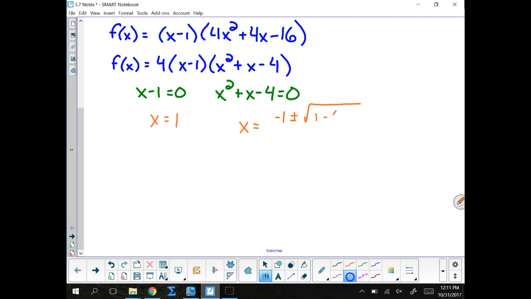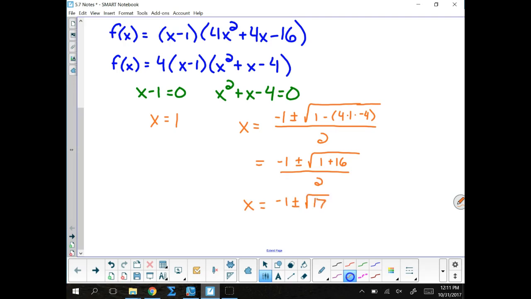Negative 1 plus or minus the square root of 1 minus 4 times 1 times negative 4, all over 2. So that's negative 1 plus or minus the square root of 1 plus 16, all over 2. So that's going to be negative 1 plus or minus the square root of 17, all over 2. So it's probably good that we didn't use 3 halves or negative 5 halves there because it wouldn't have worked out. Okay? Now, are those two real? Yes. Okay? They're not nice, but they're still real because there's no i's in them. So then my answers are 1 and negative 1 plus or minus the square root of 17 all over 2.